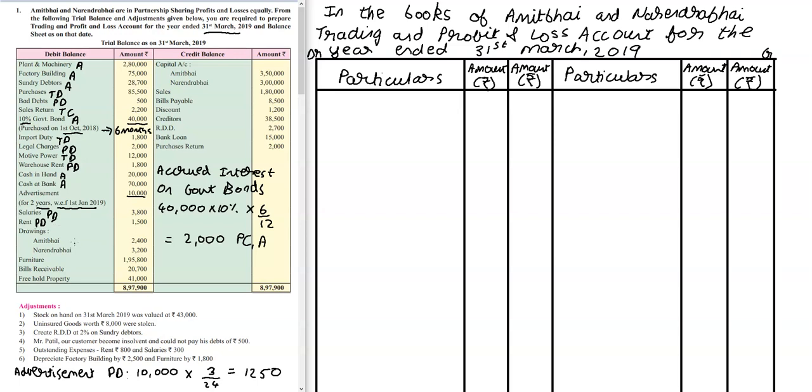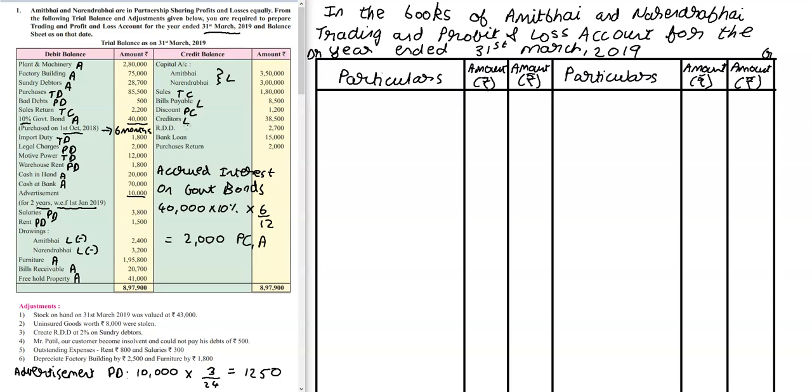Drawings of both the partners will be mentioned in the liability side as a subtraction from their capitals. Furniture account, again asset. Bills receivable asset. Freehold property asset. Capital accounts, both of them will go to the liability side. Sales, trading account credit. Bills payable is a liability. Discount is on the credit side. Credit all incomes and gains. So this is P&L credit.